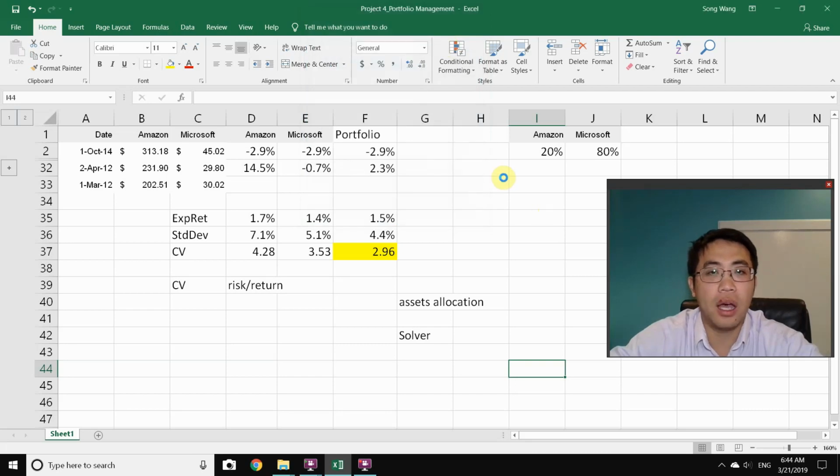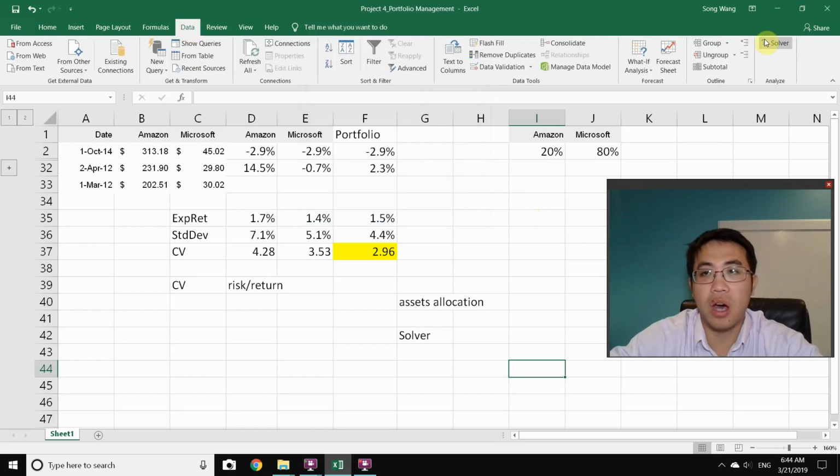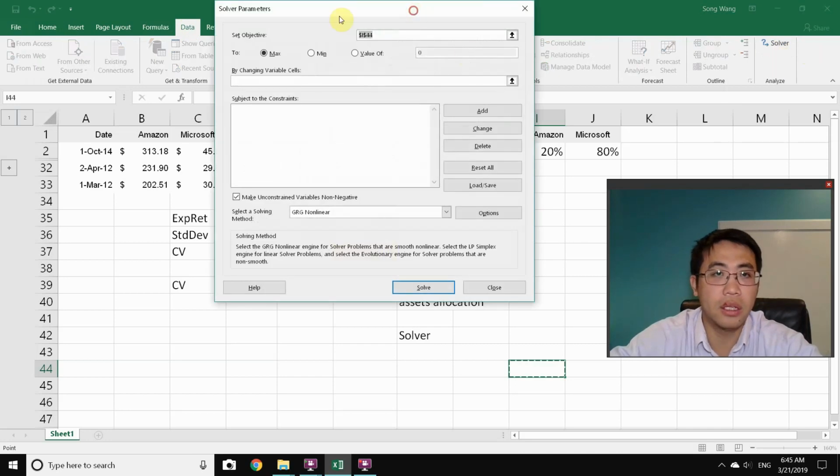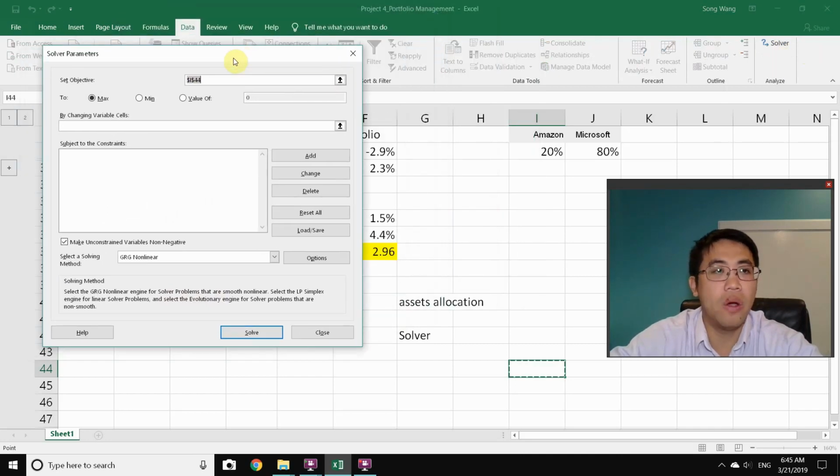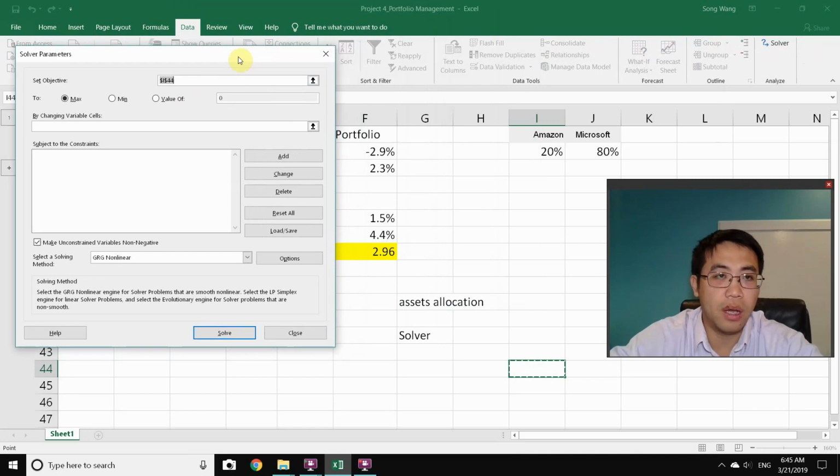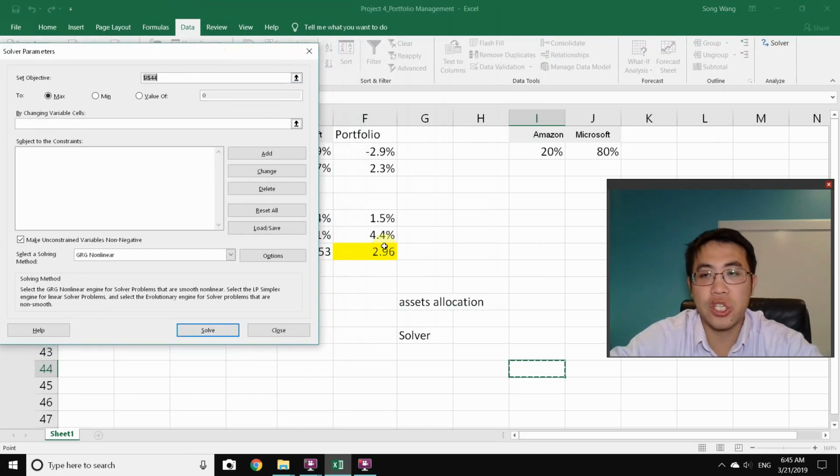All right, now something has changed. If I go to the Data tab, I will see Solver is right here. Now let's click on that one. So the Solver basically is asking you, what is your objective? My objective is to reach the best risk-return combination of the portfolio. With that being said, I want this CV of the portfolio to be the lowest. So it's a minimization problem. I'm going to minimize this portfolio CV.